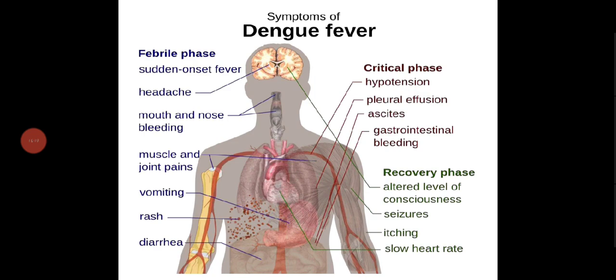And there are three phases of the dengue fever: febrile phase, critical phase, and recovery phase. In the febrile phase, you will see sudden onset of fever, headache, mouth and nose bleeding, muscle and joint pain, vomiting, rash, and diarrhea. In the critical phase, you will see hypotension, decreased BP, pleural effusion, there will be fluid collection in the pleural cavity, ascites, again the water collection in the abdominal cavity, peritoneal cavity, gastrointestinal bleeding. Recovery phase: altered level of consciousness, seizure, itching, slow heart rate. So these are the symptoms in the three phases.